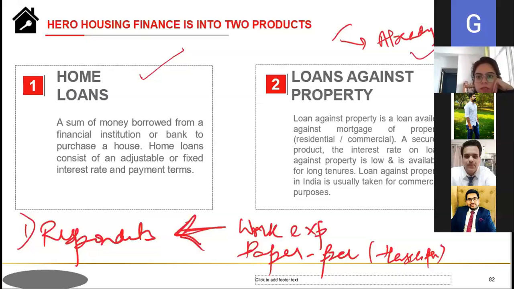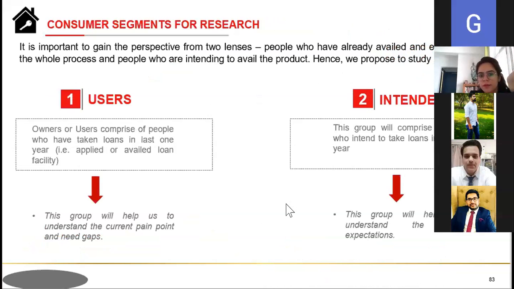Yes. So there were two sets of respondents: intenders who are intending to go for these property loans or home loans, and those who have already availed them in the past. So let me show you this. Users and intenders. Users comprise people who have taken loans in the last 1 year. The second group, intenders, comprises people who intend to take loans in the next 1 year.